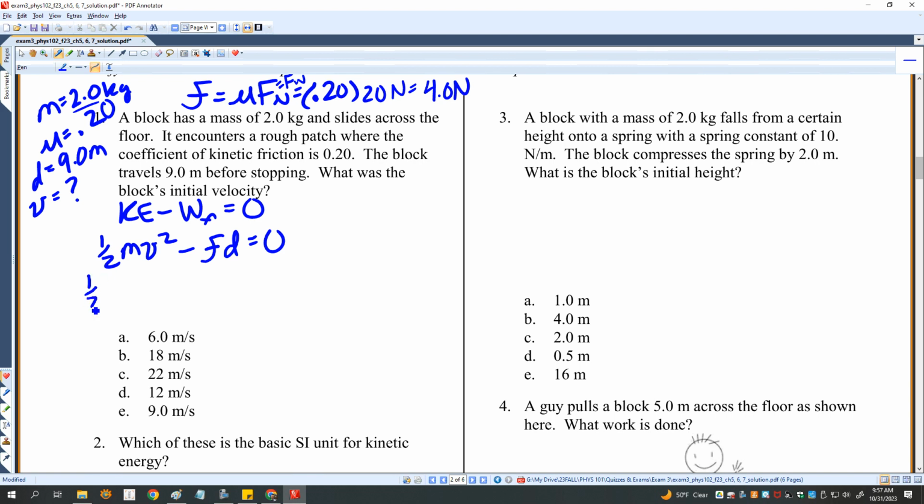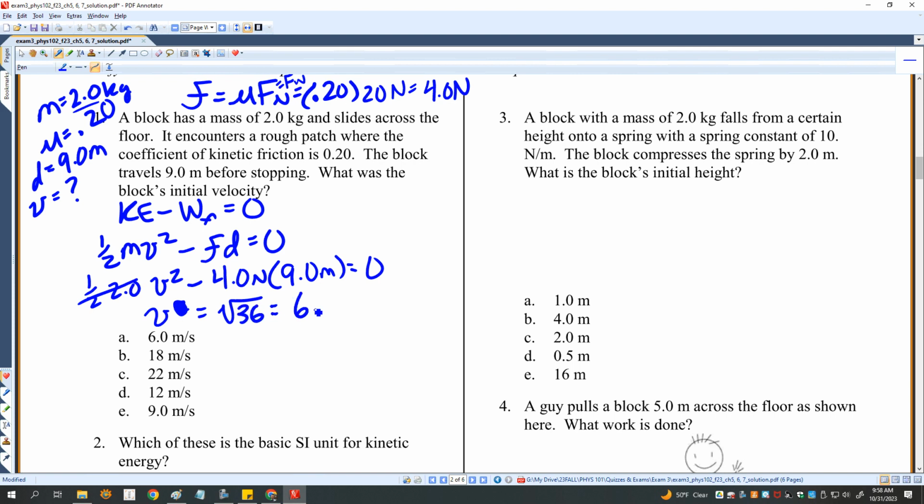I have 1/2 of the mass, that's 2.0 kilograms times v squared, minus the frictional force, which is 4 newtons, times the distance, which is 9 meters, and that's equal to 0. Half of 2 is 1, so v squared is equal to, or excuse me, v is equal to the square root of 4 times 9, which is 36, or 6.0 meters per second. So A is the right answer.